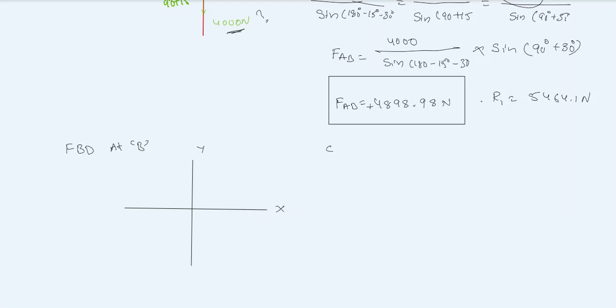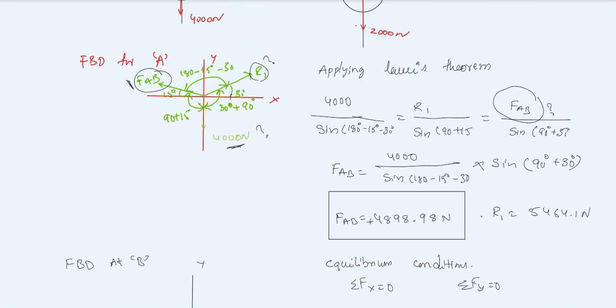What are the equilibrium conditions? In the x direction, sigma Fx, the algebraic sum of x components, is equal to 0. Sigma Fy, the algebraic sum of y components, is equal to 0. To use these equations you must know the forces in all coordinates, that is, the forces must act at some angle with the x-axis or y-axis.